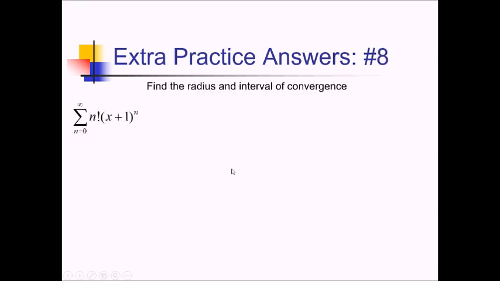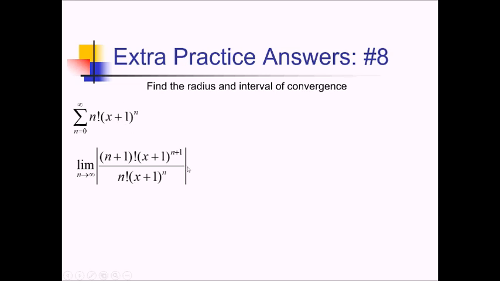For this problem, we're trying to find the radius and interval of convergence for this series. Since this is not geometric, we use the ratio test to determine this. So we'll have the limit as n approaches infinity of absolute value of, and now we have the n plus 1 over the nth term, so n plus 1 factorial times x plus 1 to the n plus 1, over basically all of this stuff written as is downstairs, because this is the nth term.